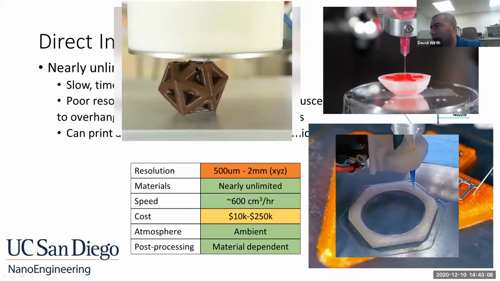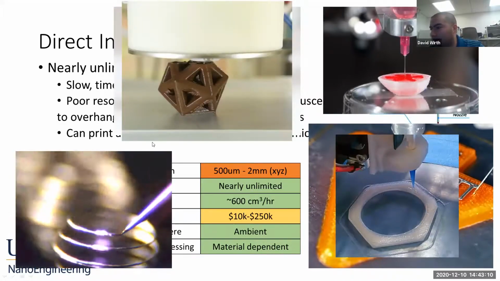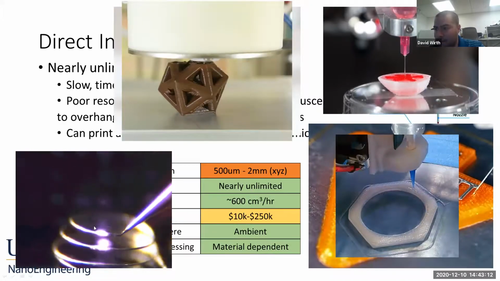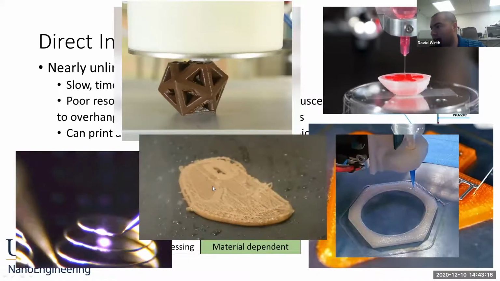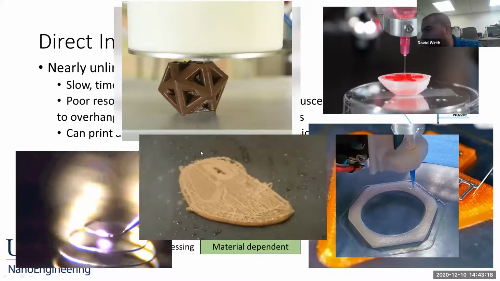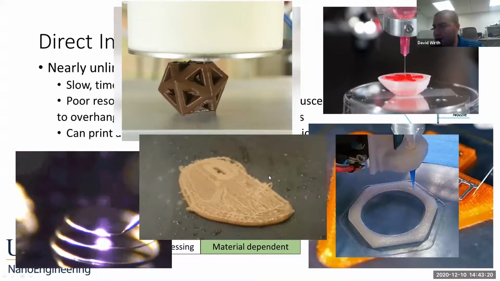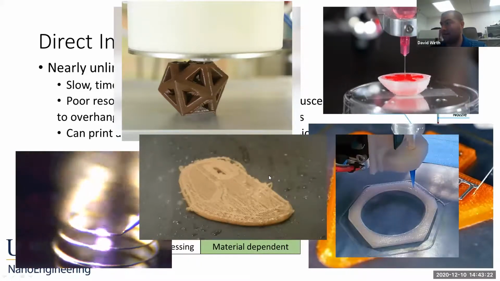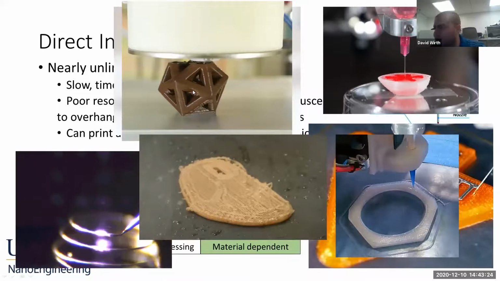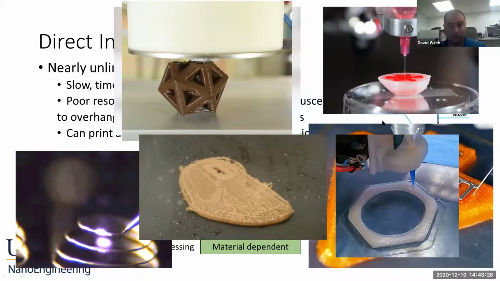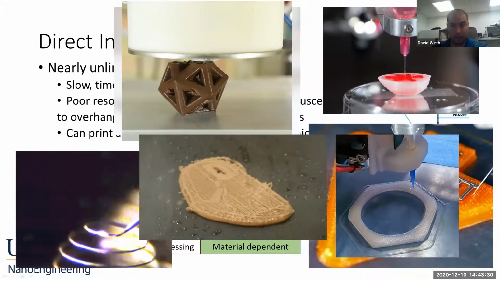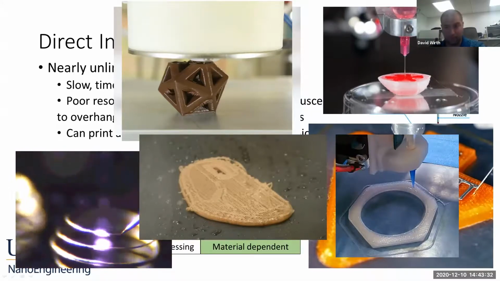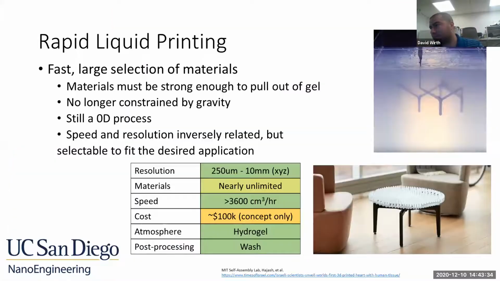Chocolate, yeah, chocolate's fun. Metal, you can put metal inks and then fuse them together with a laser, you can do that. Meat, here's a 3D printed steak. So you can put a lot of stuff in a syringe and squirt it out. Resolution's not going to be the greatest. You can see there's some overhang issues here, but the material versatility is really why people use this method. There's a high degree of versatility.